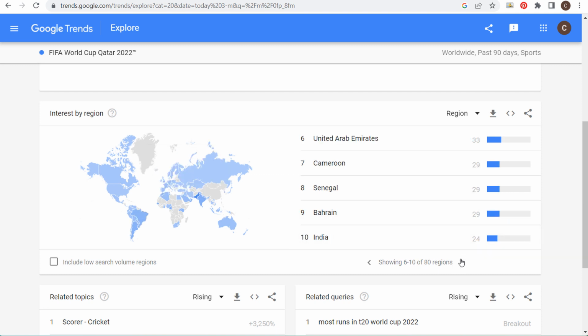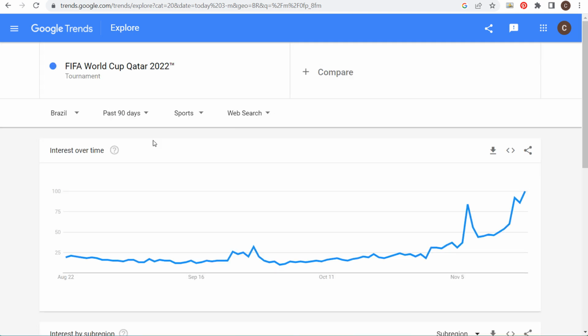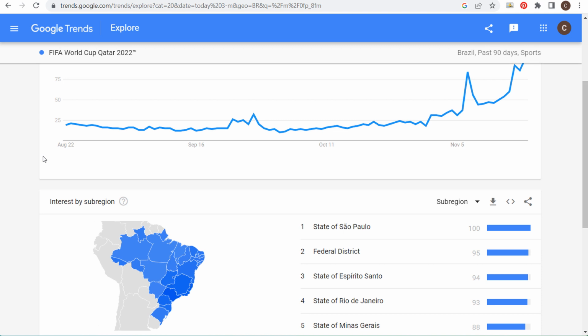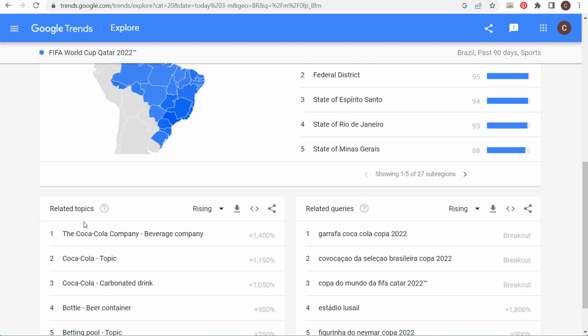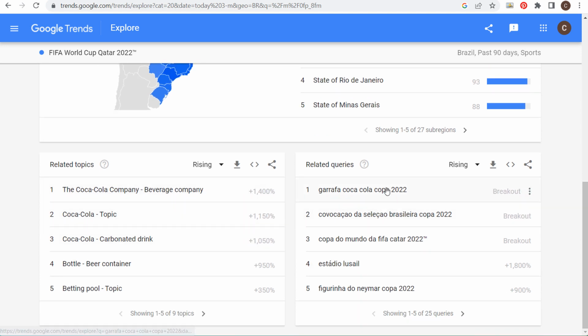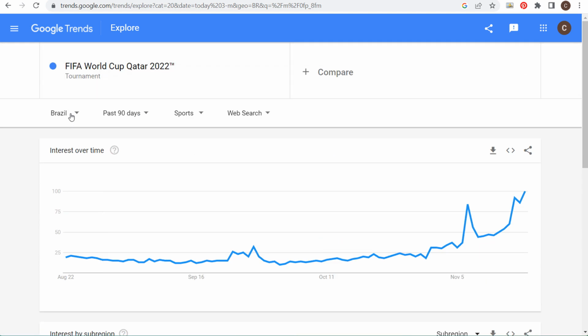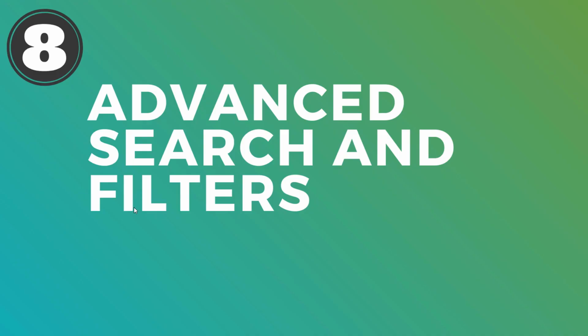And then what we can also do is I can, for example, say, let's click on Brazil. And now we're going to look at Brazil, their overall interest the past 90 days, and we can break it down by sub-region. So you can break down specific areas by sub-regions as well. So you can see where people in Brazil have the most interest in the World Cup. And then you also get some related topics down here. This is going to be all geared towards Brazil as well. So just some different ways to look up information with advanced search and filters.